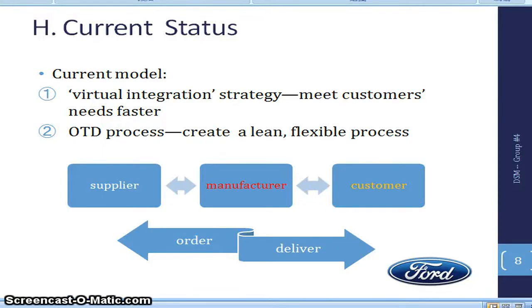My part is current status. Ford Company adopts a virtual integration strategy, which allows it to meet customers' needs faster and more efficiently than the traditional model. And the order-to-delivery process creates a lean, flexible, and predictable process, and enables Ford Company to provide consumers with the right products in the right place at the right time. This model not only provides better quality and higher customer satisfaction, but also lowers the company's costs, which is very helpful for Ford Company.